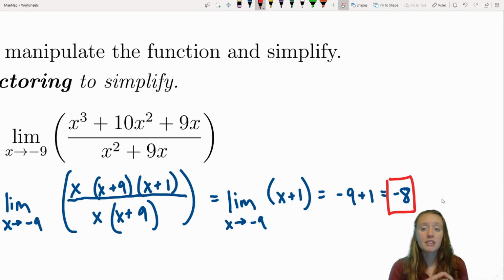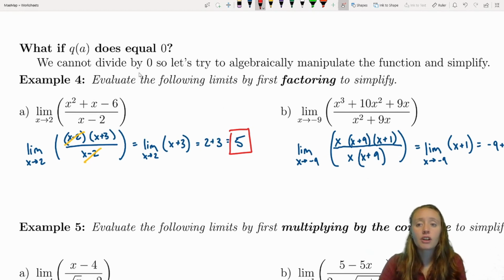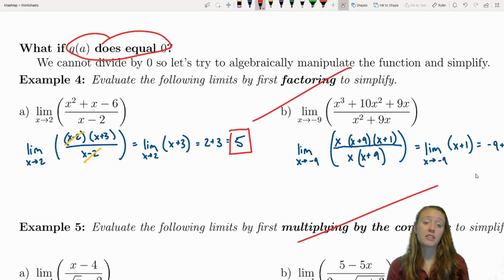However, before we jump into that, in the next example video, we're quickly going to go over limit laws so that we get more familiar with taking multiple functions and finding the limit of multiple functions within the same problem. And I'm also going to go over the squeeze theorem, which will come in handy for functions that are hard to simplify. So stay tuned and get ready to eventually learn how to solve for when q of a equals 0 and we can't factor or multiply by the conjugate in order to simplify.